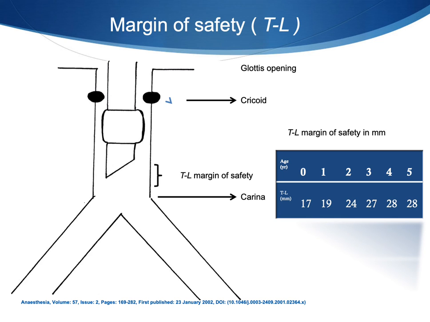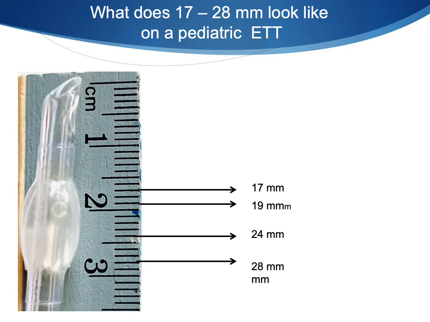Now that probably doesn't mean much to you. The next slide is going to show what that means when you look at an endotracheal tube in the pediatric person. And there it is, 17 millimeters to 28 millimeters. As you can tell, in the pediatric patient, because their airway is so small, it's not much of a distance. So one little heavy drape or one little arm pushing on that endotracheal tube from above can actually push the endotracheal tube down and become endobronchial.